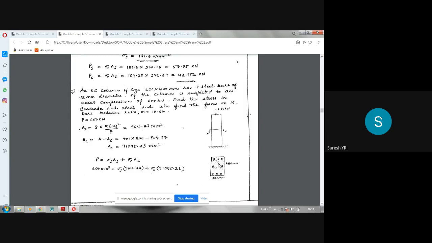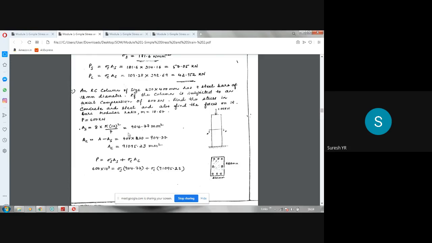So each bar has got 12 mm diameter. So 8 into pi by 4 into 12 square. That is the area of steel. Area of concrete is the total area minus the area of steel, because steel is embedded within the concrete, so we have to deduct that area. So the area of concrete is this much.